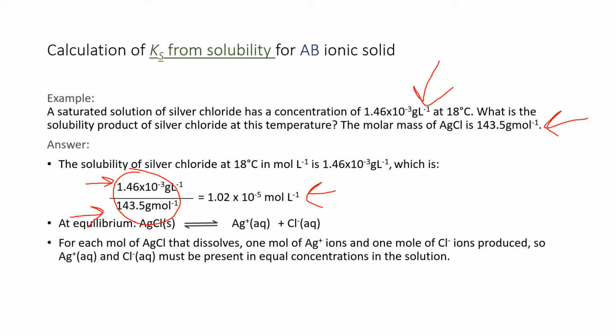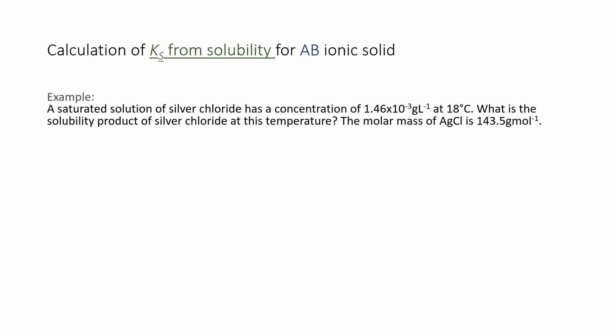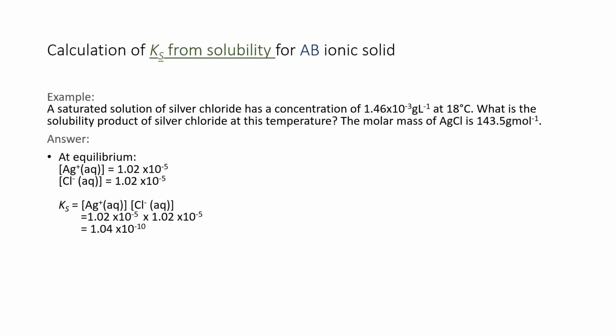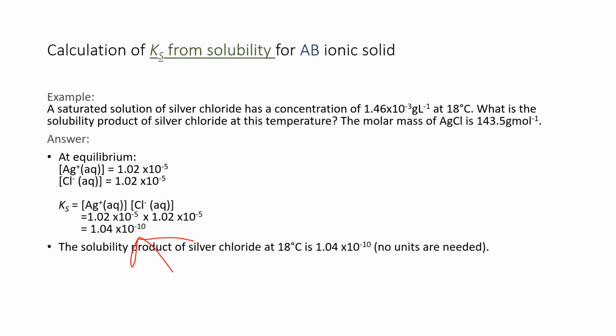So basically it's the same math we were doing just a second ago. We just had to convert from grams per liter to moles per liter first, which we do like this. Silver, 1.02 times 10 to the negative fifth. Chlorine, also 1.02 times 10 to the negative fifth. K sub S equals 1.02 times 10 to the negative fifth squared. Just like that. Cool.